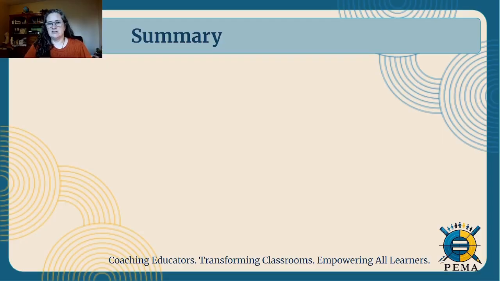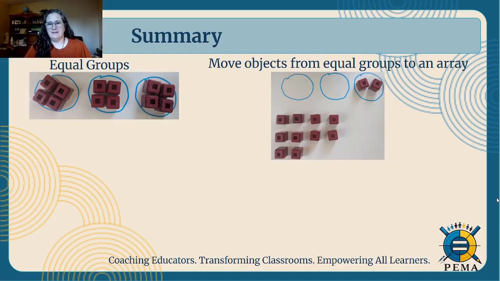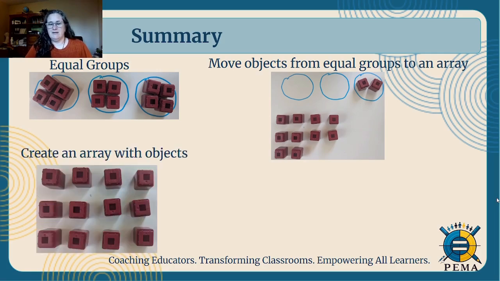Let's review the stages of the progression that you just saw in the video. First, the students started with an equal groups understanding of multiplication. Students then were able to move the concrete objects from an equal groups representation into an array. They use those objects to create an array with spaces between the objects where they can see each equal group forms a row in the array. They talk about how the number of columns and rows help them identify the factors associated with the multiplication equation.